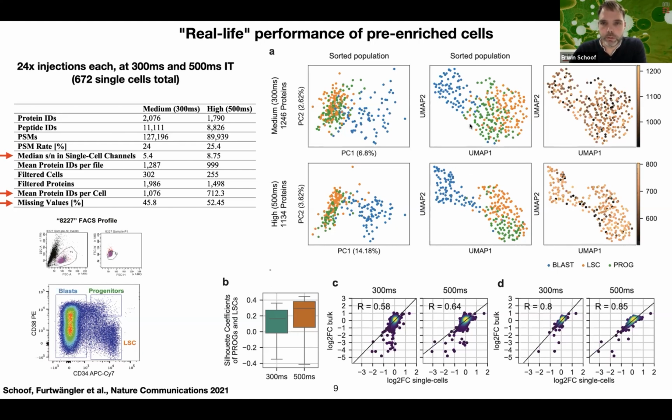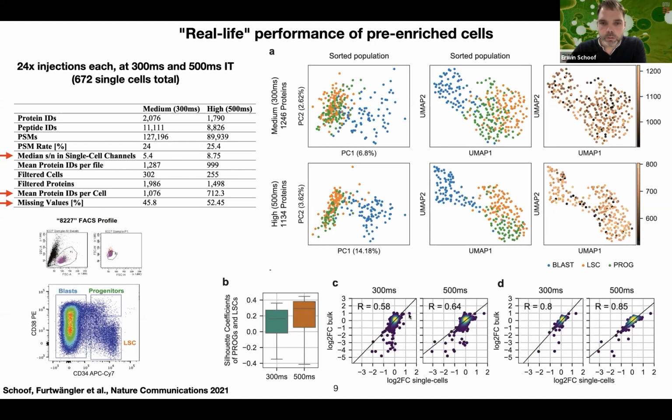And we can see that in both cases we can do that, but that especially in the case of the 500 millisecond, we can separate out these progenitors from the LSCs, which we're not so well capable of in the 300 milliseconds. So that's quantified in this plot, showing that we are better able to separate progenitors and LSCs using this very high injection time of 500 milliseconds.